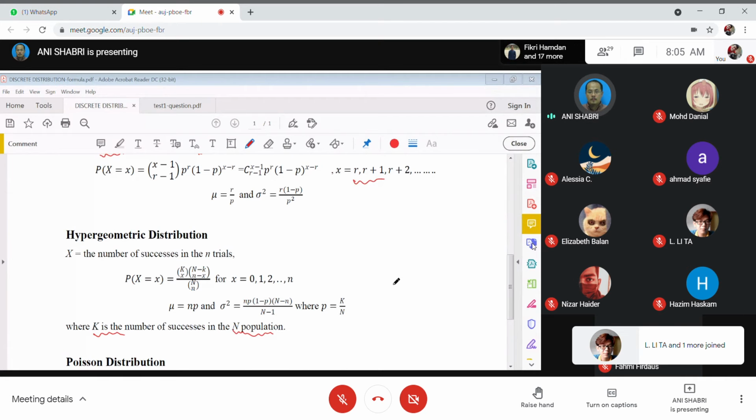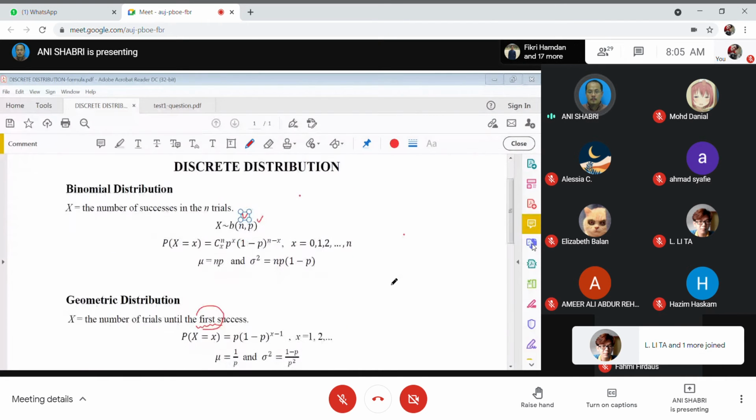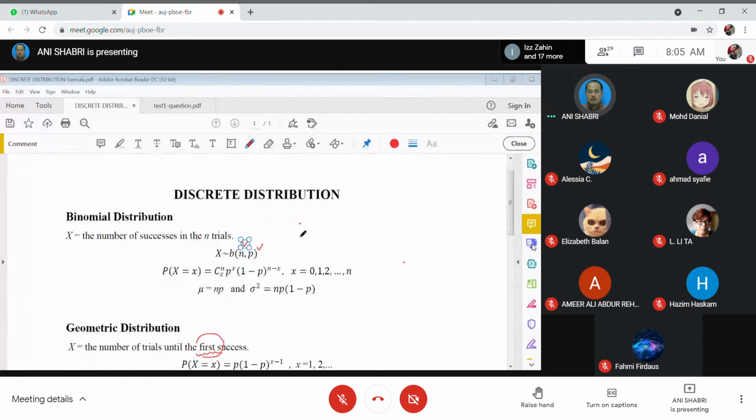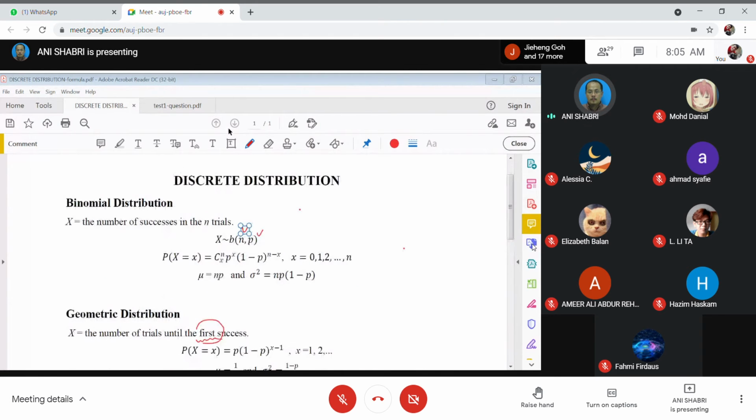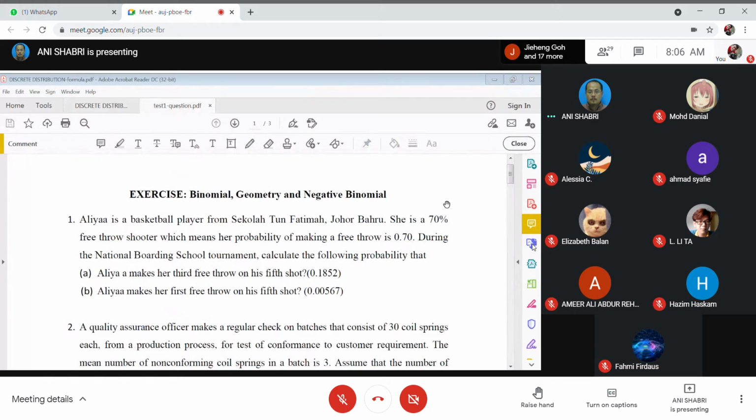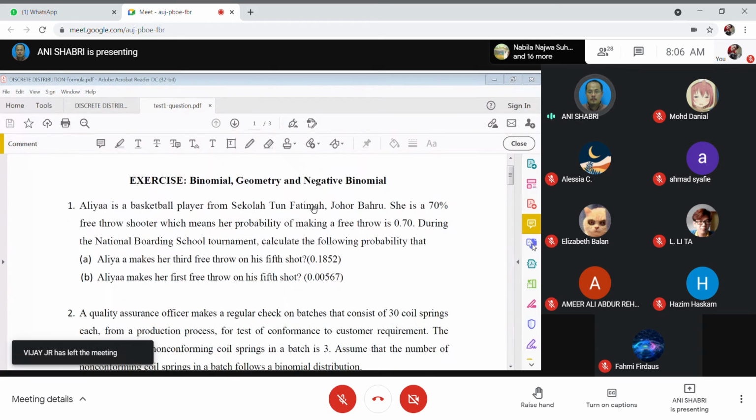Okay, we look at the questions. Try to determine whether the question is binomial, geometric, negative binomial, or hypergeometric. I think I already gave you this exercise on binomial, geometric, and negative binomial. Number 1A: Alia missed her third free throw on her fifth shot. What is the distribution?